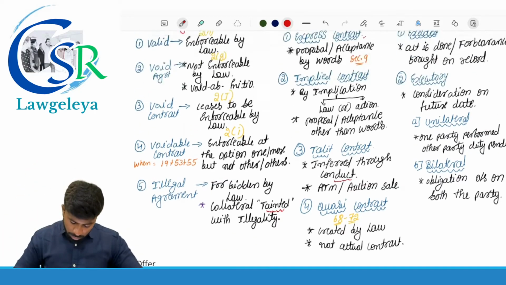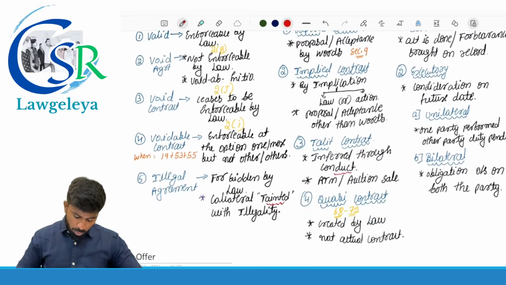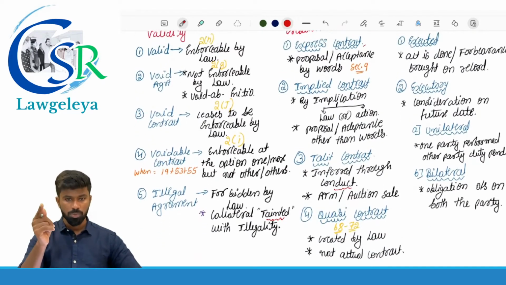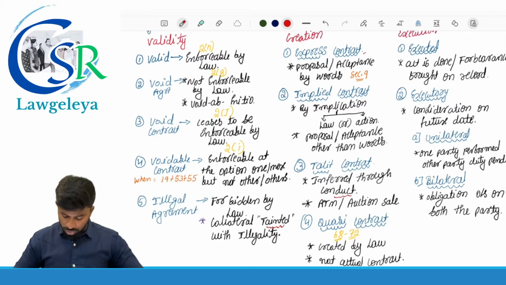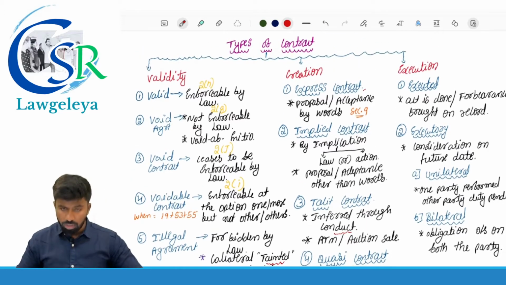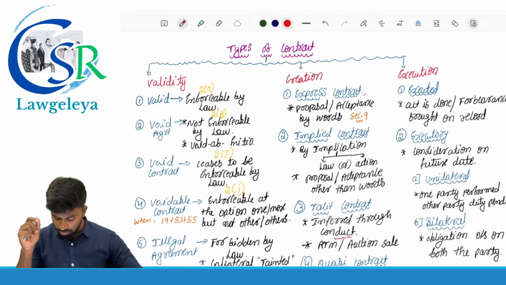So these are the 4 types of contract based on what? Creation. What is the first one? Express contract, implied contract, tacit contract, quasi-contract. Proposal or acceptance by what? Express contract. Other than words, implied contract. Conduct, tacit contract. Imposed by the law, quasi-contract. Next one, execution. On the basis of execution, that is the performance, the contract can be classified into what?